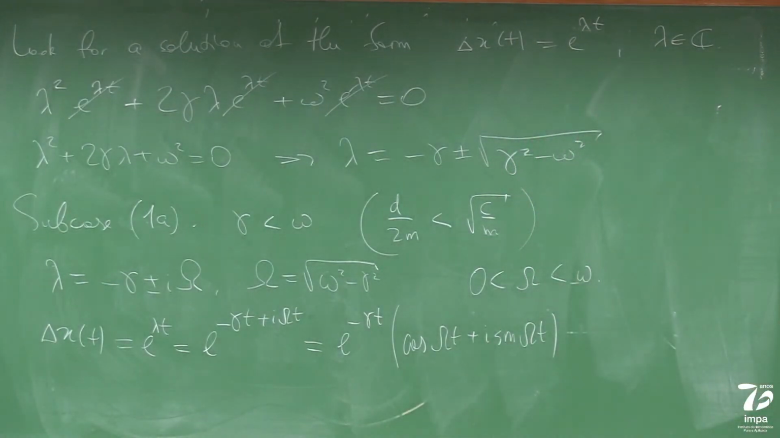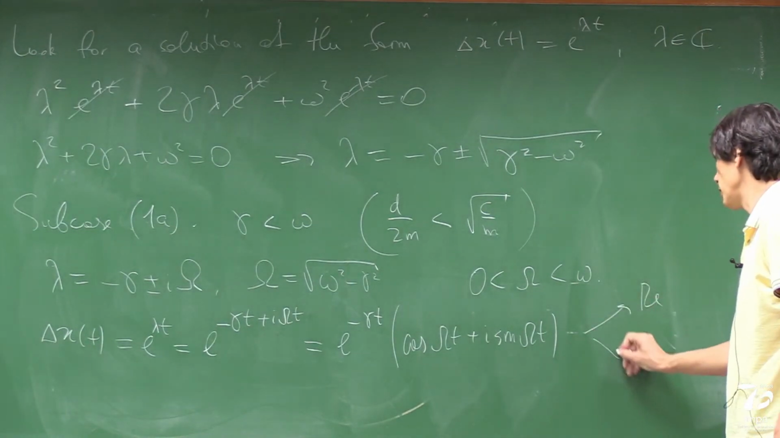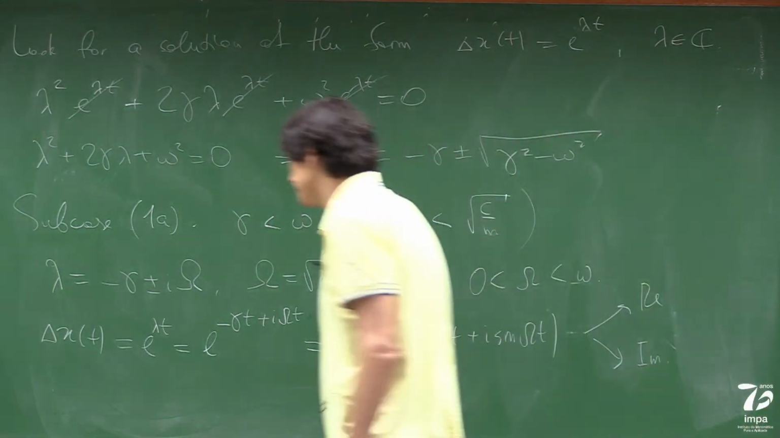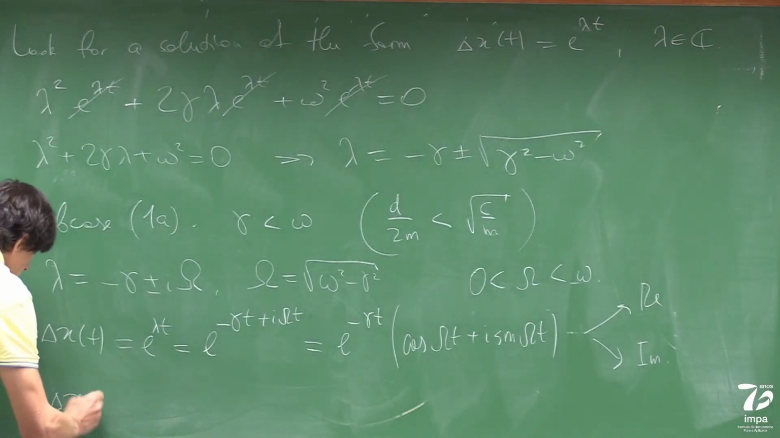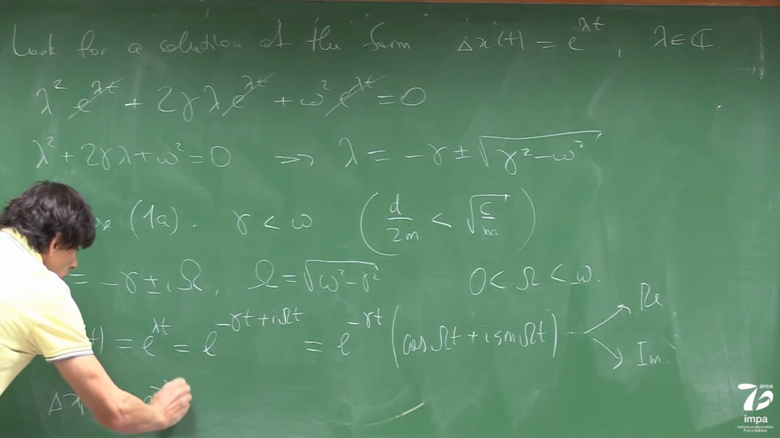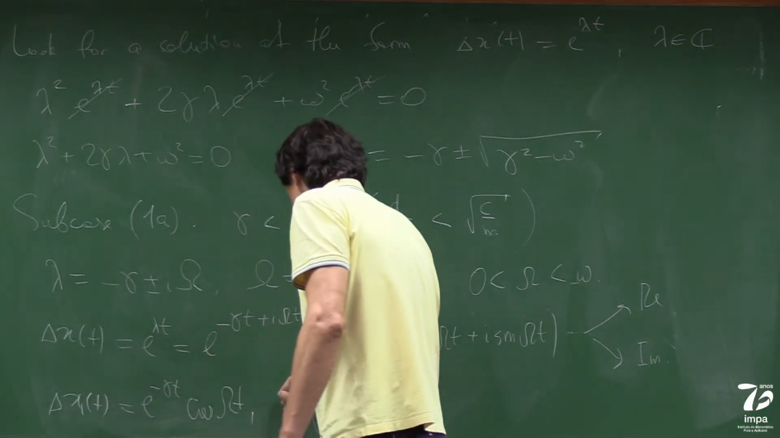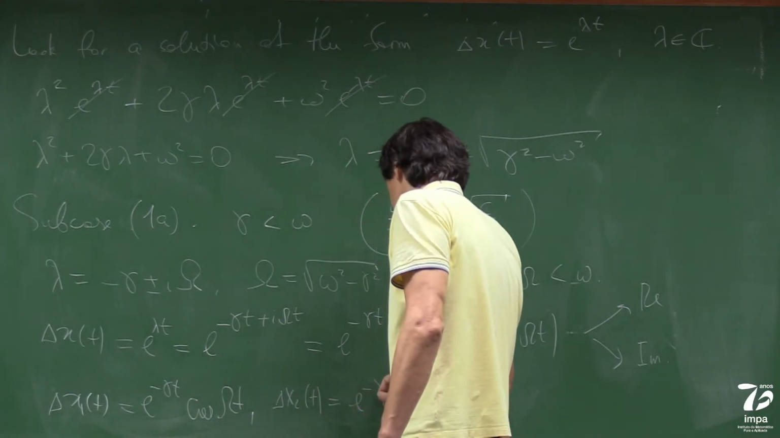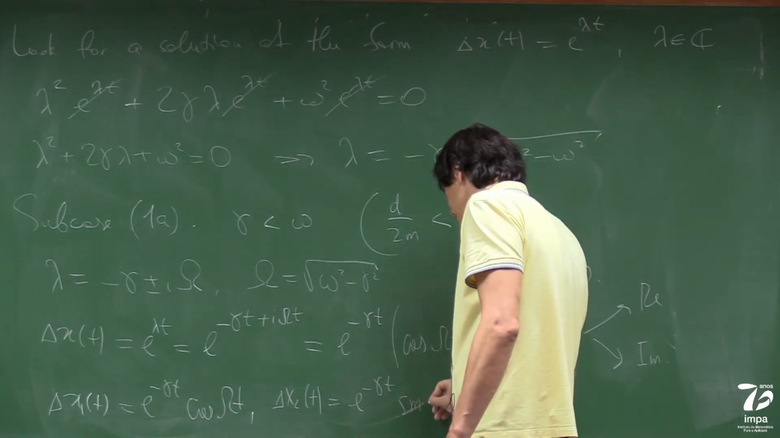Good. And now we remember that the real part of this solution gives you a solution, and the imaginary part gives you a solution. So we get two solutions. The first solution will be exponent minus gamma t cosine omega t, and the second solution will give you exponent minus gamma t sine omega t.